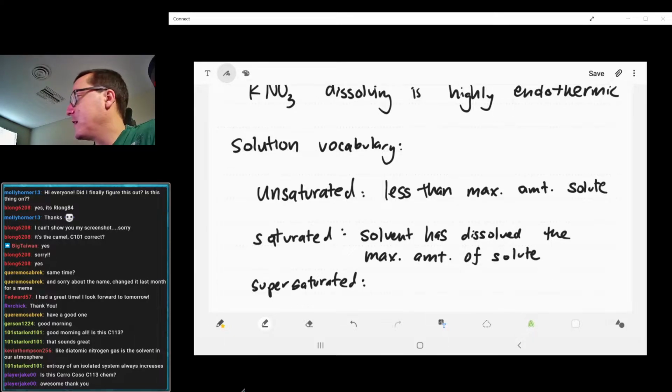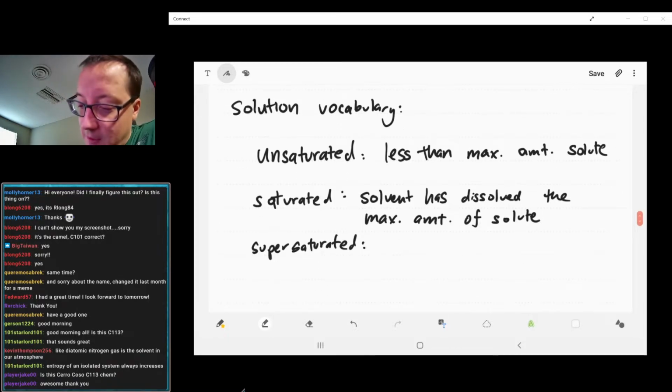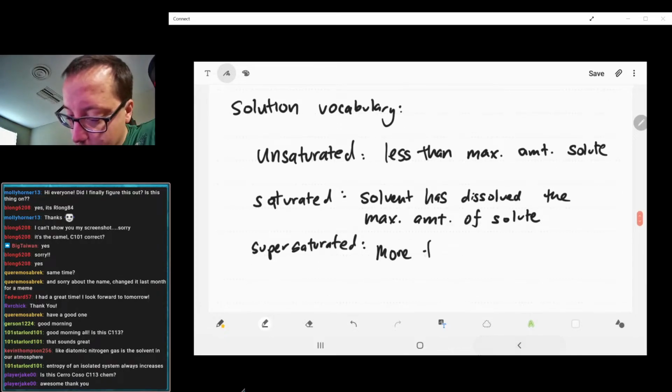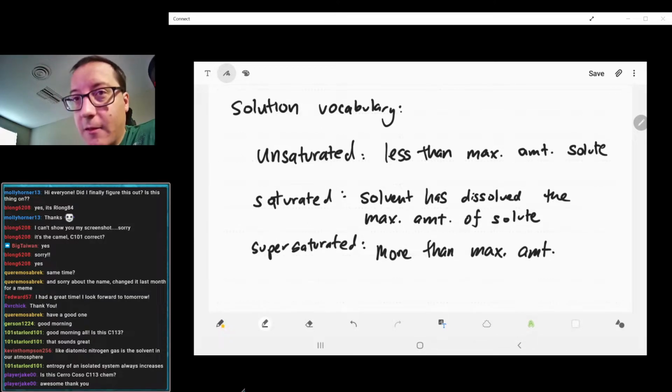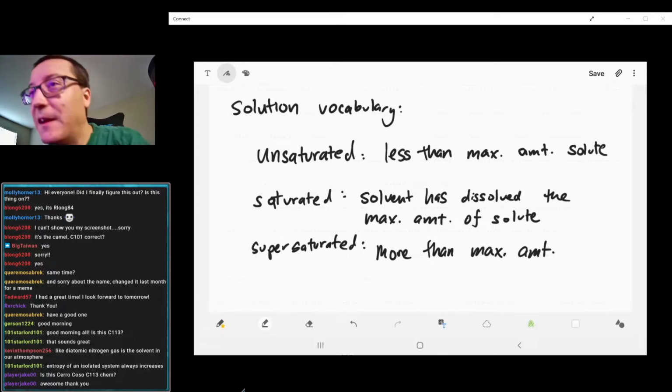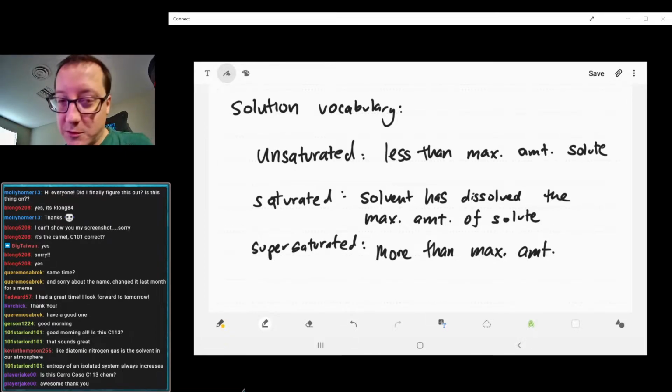Now what's more exciting is the supersaturated solution. That means it has more than the maximum amount. And so you're like, what the heck? How could it have more than the maximum? Because that would be more than 100%, which is not physically possible. But we're going to see that there are ways you can force more solute to dissolve and make it supersaturated. Supersaturated things are not stable.